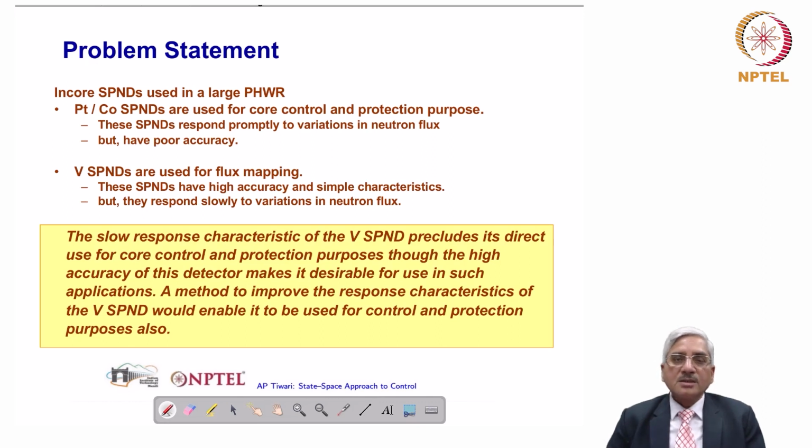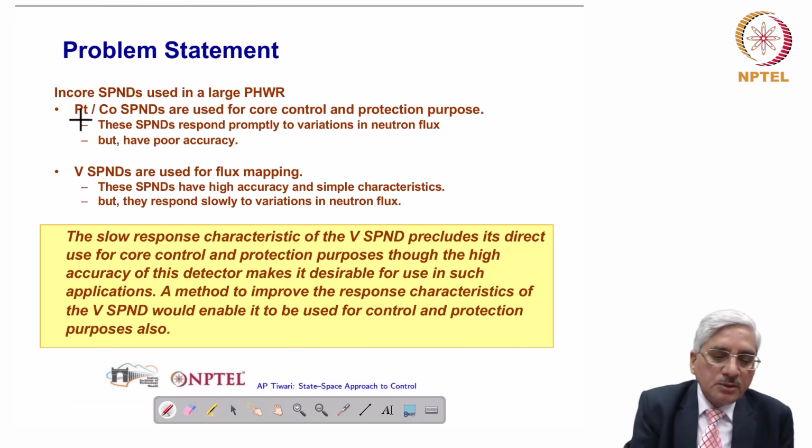And the conditions at different points in the reactor may be different, and it needs to be monitored and controlled. So we use a lot of in-core detectors. In-core means going inside the core. So they are placed inside the core at several pre-decided locations, and they give information about the distribution of the core neutron flux.